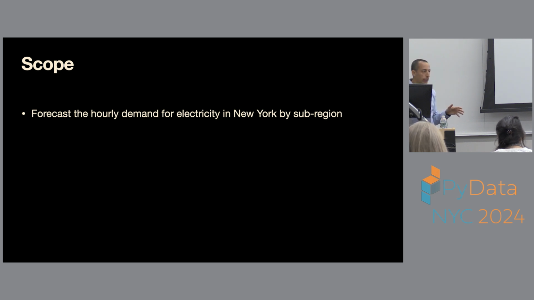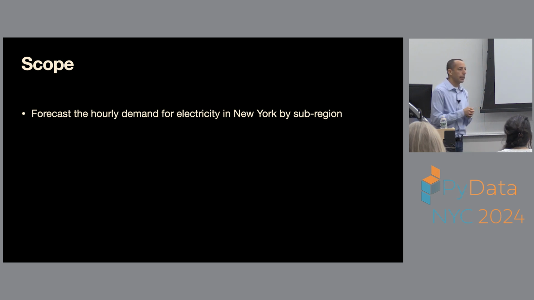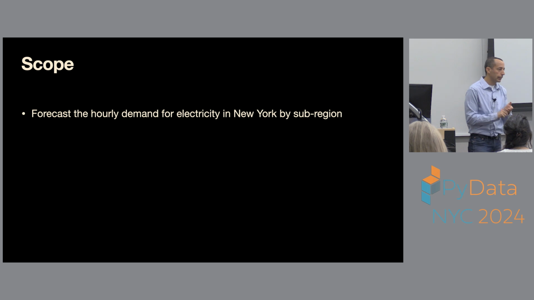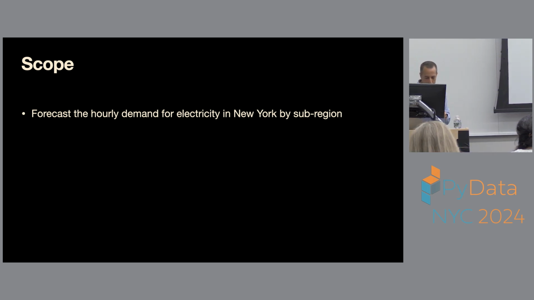So we're going to illustrate with an example of forecasting. Usually I use electricity data from California, where I'm based. But since we are in New York, we're going to use demand for electricity in New York by sub-region. In California there are 4 sub-regions, in New York there are 11, so it adds a little more complexity.